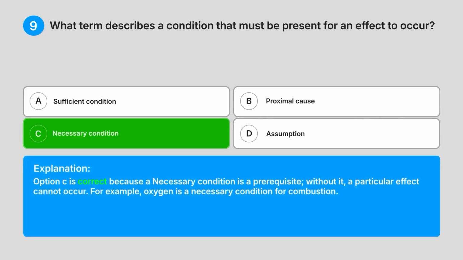Explanation. Option C is correct because a necessary condition is a prerequisite. Without it, a particular effect cannot occur. For example, oxygen is a necessary condition for combustion.